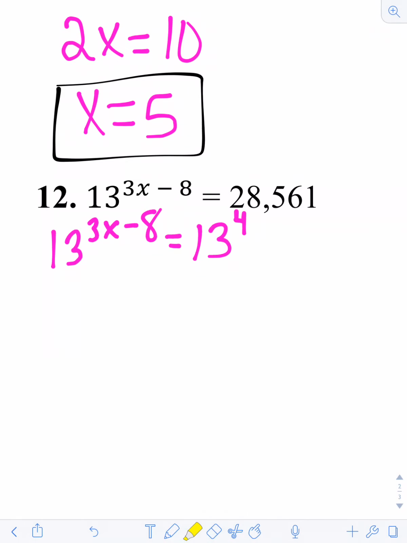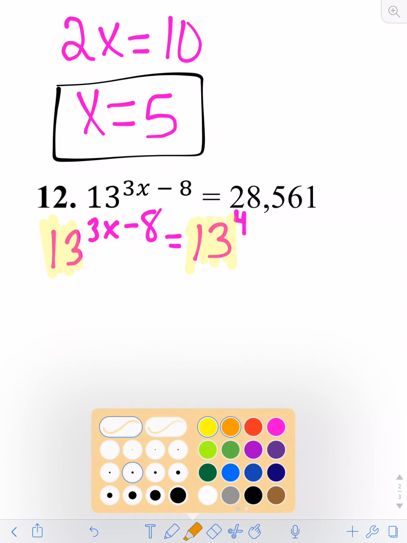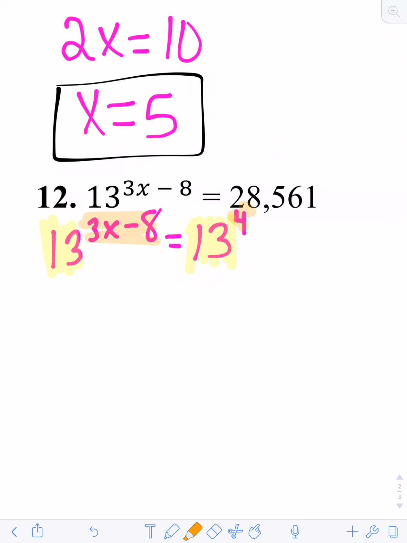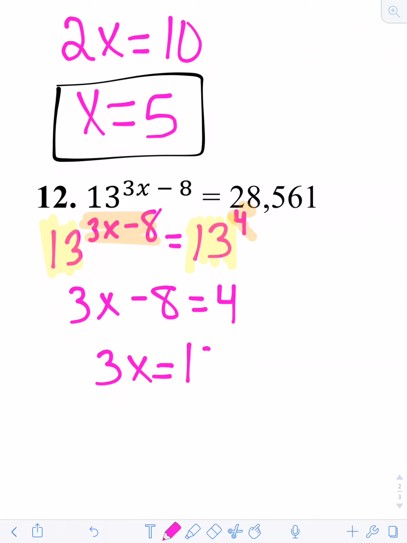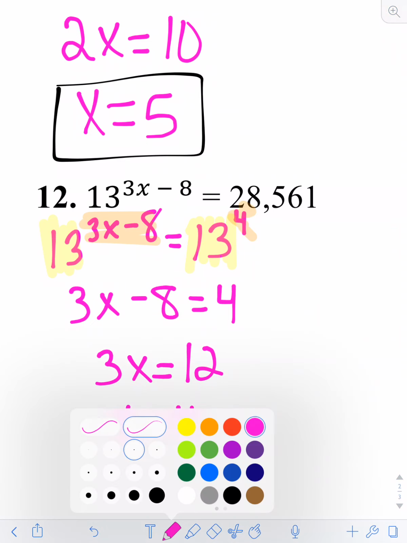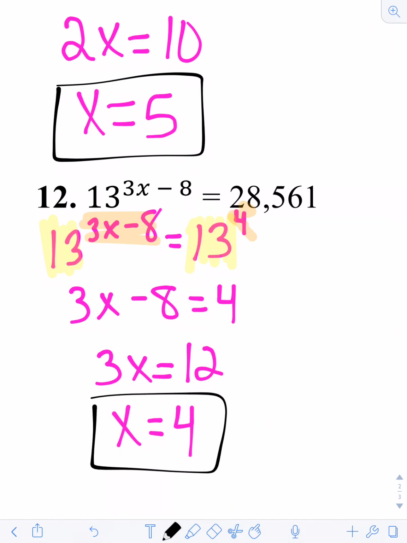So again, my bases are the same. So I have 13 and 13. Once you know your bases are the same, you can set your exponents equal to each other. So we have 3x minus 8 is equal to 4. Add 8 to both sides. 4 plus 8 is 12. Divide both sides by 3, and x is equal to 4. And that's your final answer.